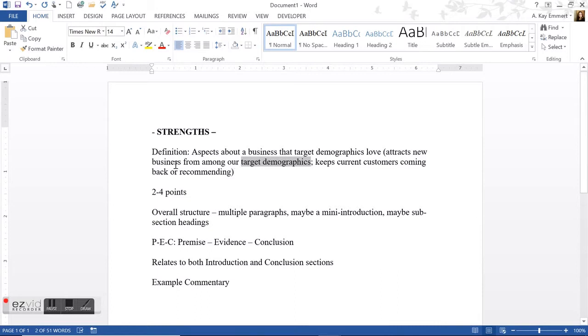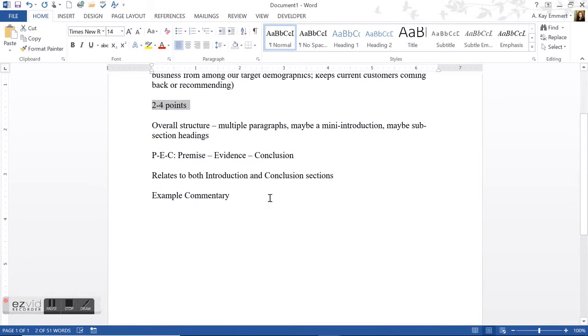Basically, you're answering what do our customers love or what do our clients love? And so the premise of each of your paragraphs in the strength section would answer that question. What is one thing that our customers love? And so for this section, just like the others, you should have 2 to 4 points. That will suffice for the length of this project. One will not be enough. If you only have 2, make sure they are really awesome.